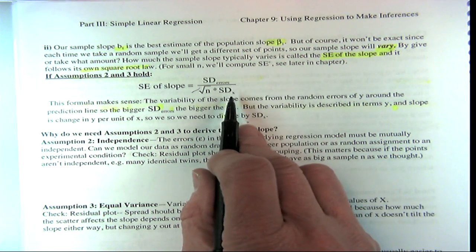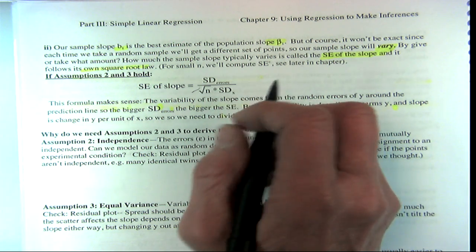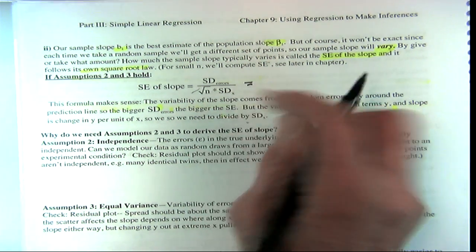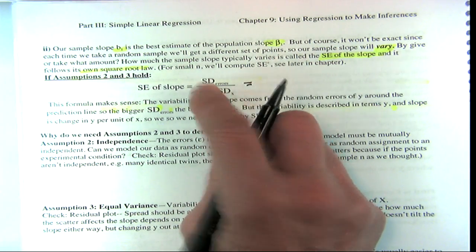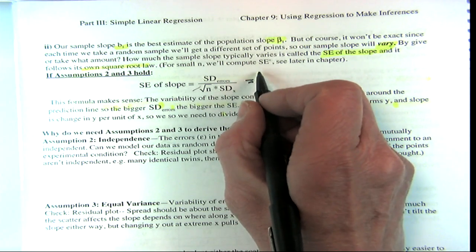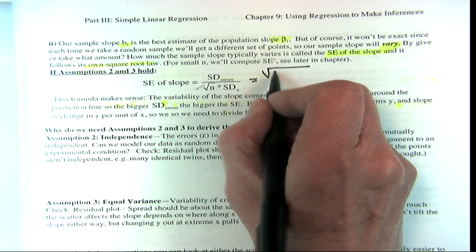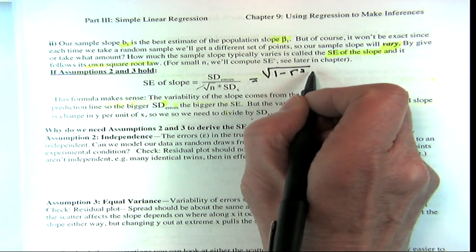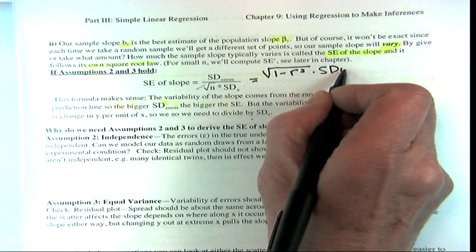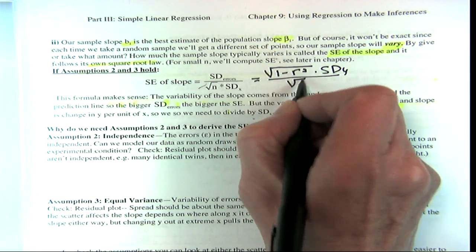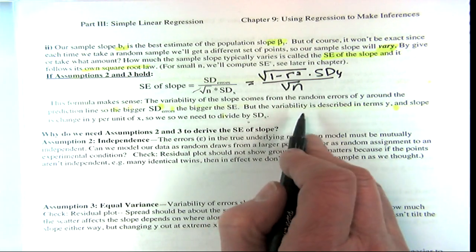But what about this SDX? Well, here, I think you'll understand it. Let's rewrite this. The standard deviation of the errors we saw last time is the square root of 1 minus r squared times the standard deviation of y. So this is what we have so far, okay?